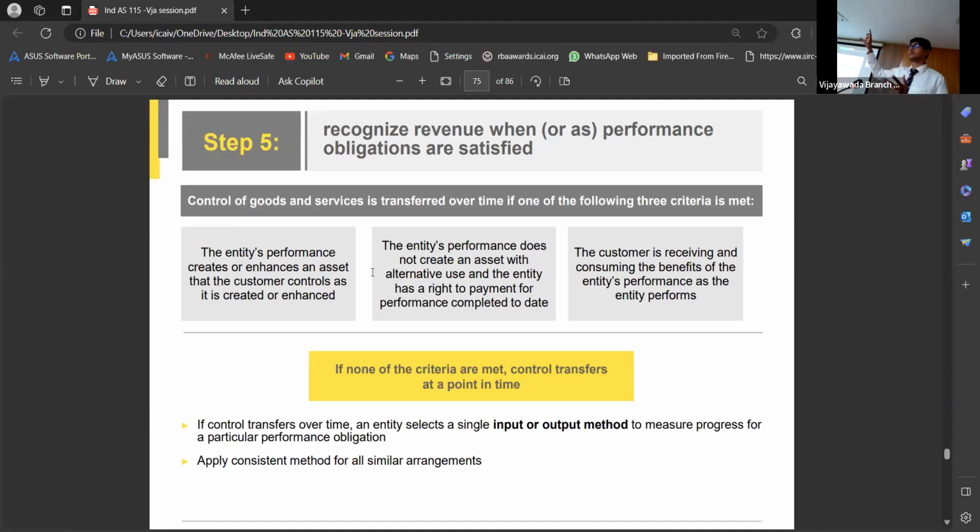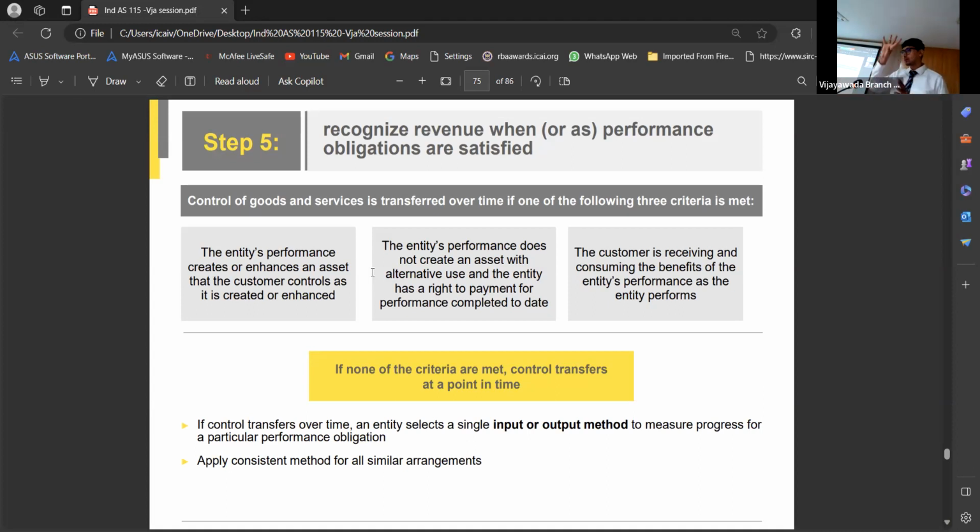Over time means throughout the period, you will put touch points and you will recognize revenue monthly or quarterly. For example, cleaning services are usually invoiced monthly, and you will recognize the revenue then. That's why it is over time. I'm just explaining the concept without discussing the conditions. We will discuss the conditions, but I'm just explaining without that.